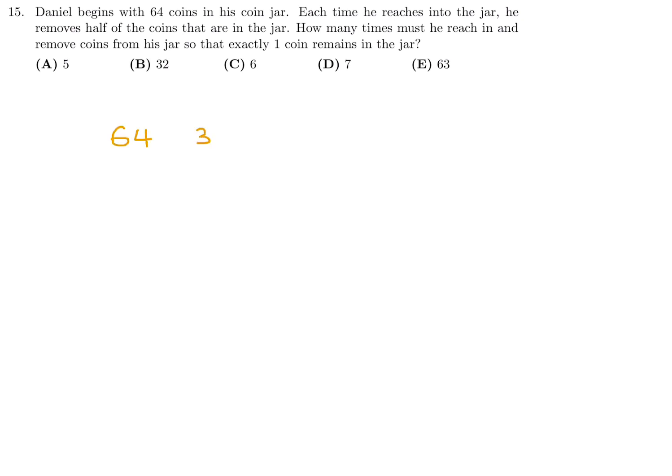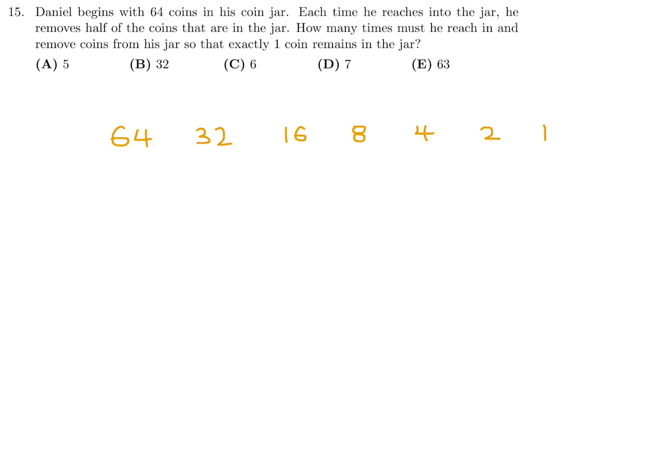Every time he reaches in and takes out half, so he'll take out 32, 32 will remain. Then he reaches in, takes out half, which is 16, 16 will remain. Then he reaches in, takes out half, which is 8, 8 will remain. And so on, 4, 2, and then 1.